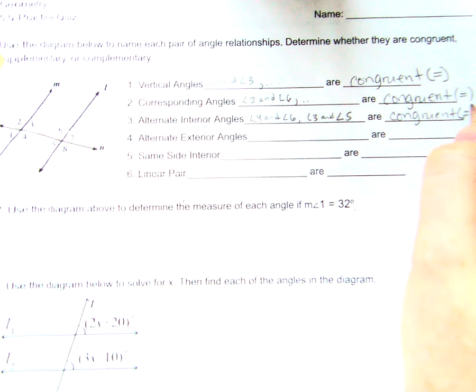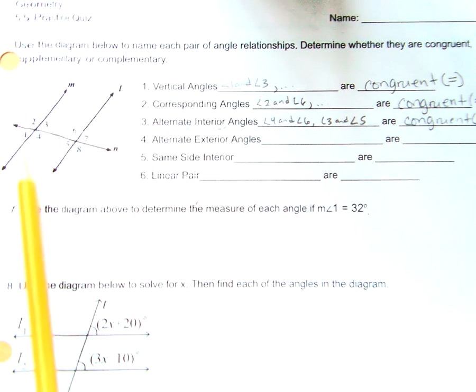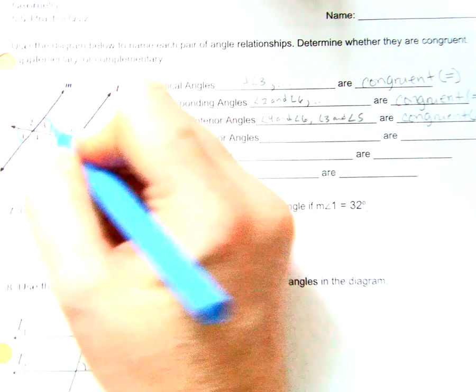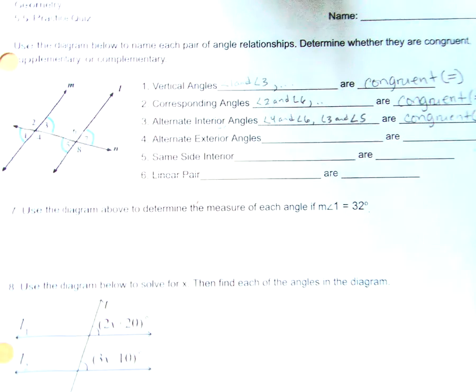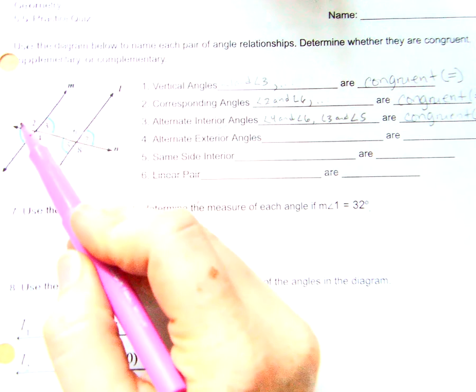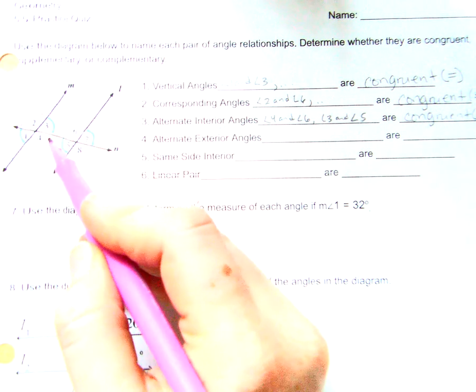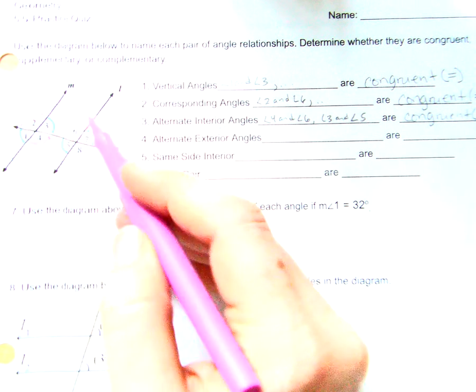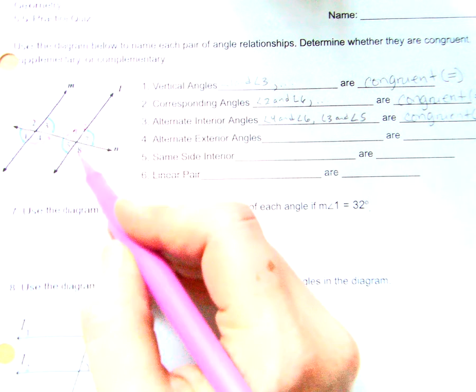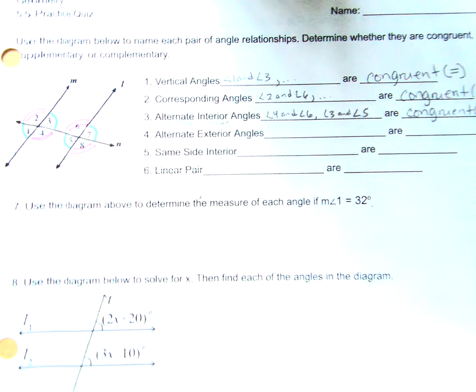So keep in mind that all your acutes are equal to all your acutes, right? So 1 and 3 are acute, they're equal. 5 and 7 are acute, and they're equal. And they're all equal to each other. So if one's 30, they're all 30. And then your obtuses are equal to each other. So 2 is equal to 4. And 6 is equal to 8. And they're all equal to each other. So 6 is 120, 2, 4, 6, and 8 are all 120.